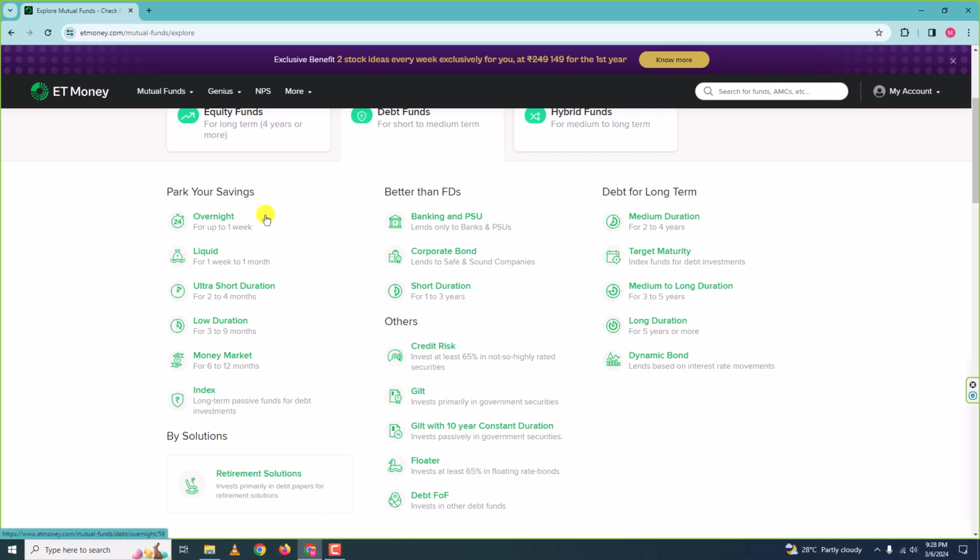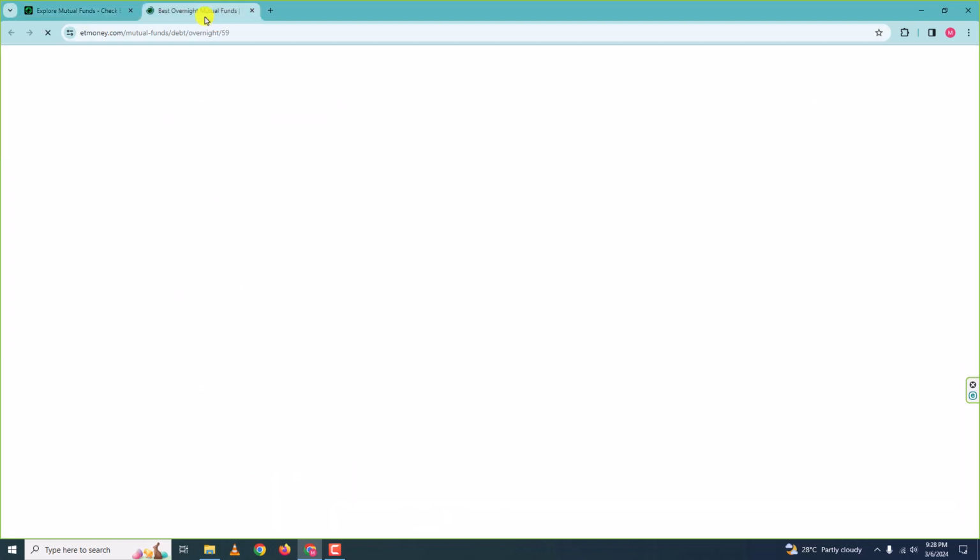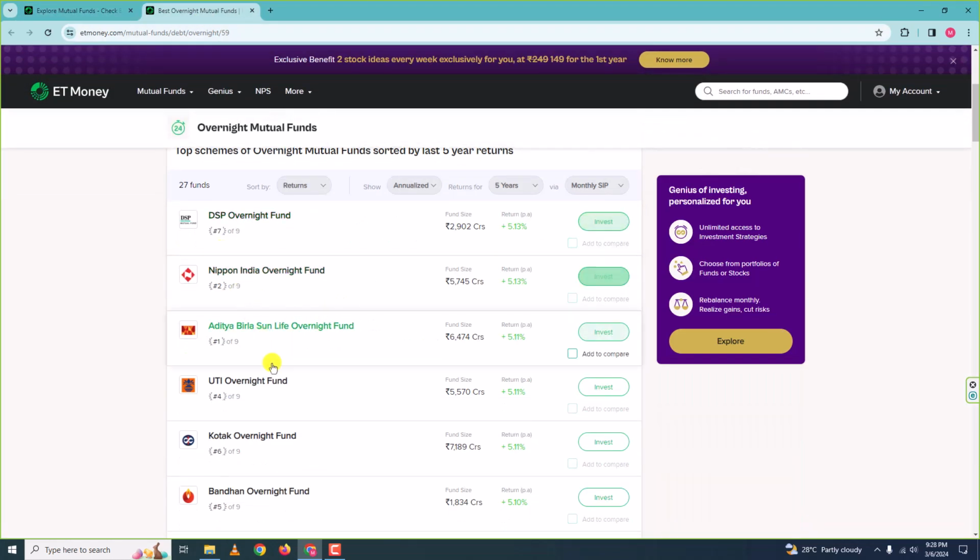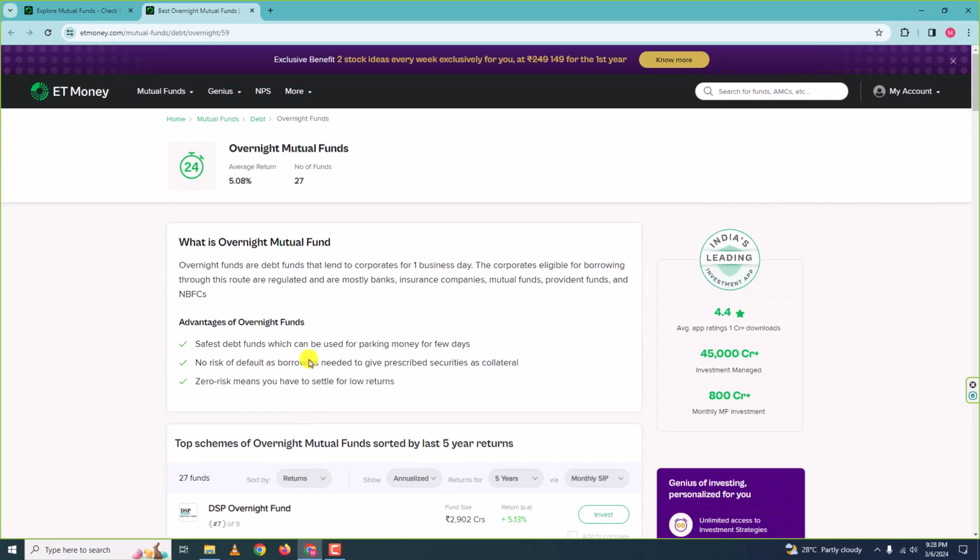Okay, let us start with overnight debt mutual fund. Let me open it up. Okay, so these are overnight debt mutual funds. Now what do they do? These mutual funds invest in bonds that would expire in one single day. Okay, once again, these mutual funds invest in bonds that expire in one business day.